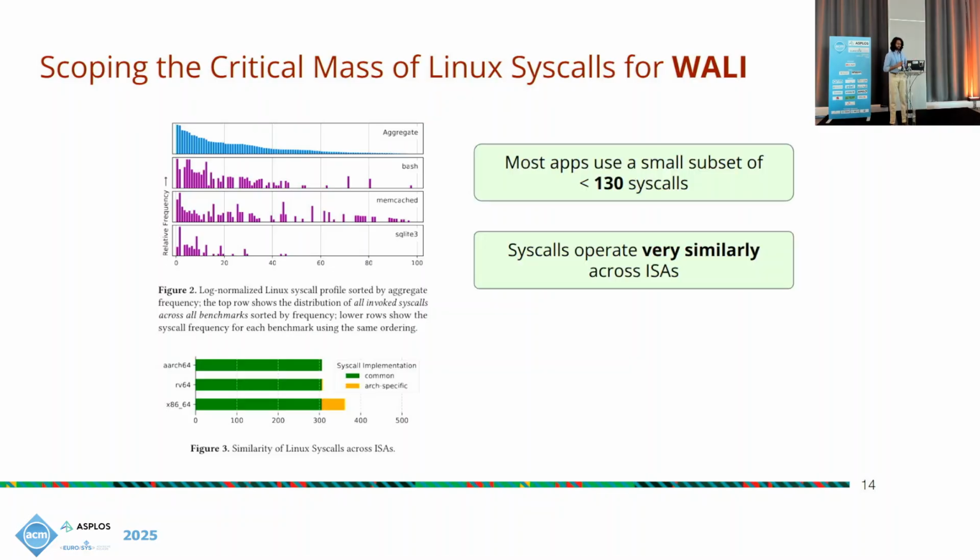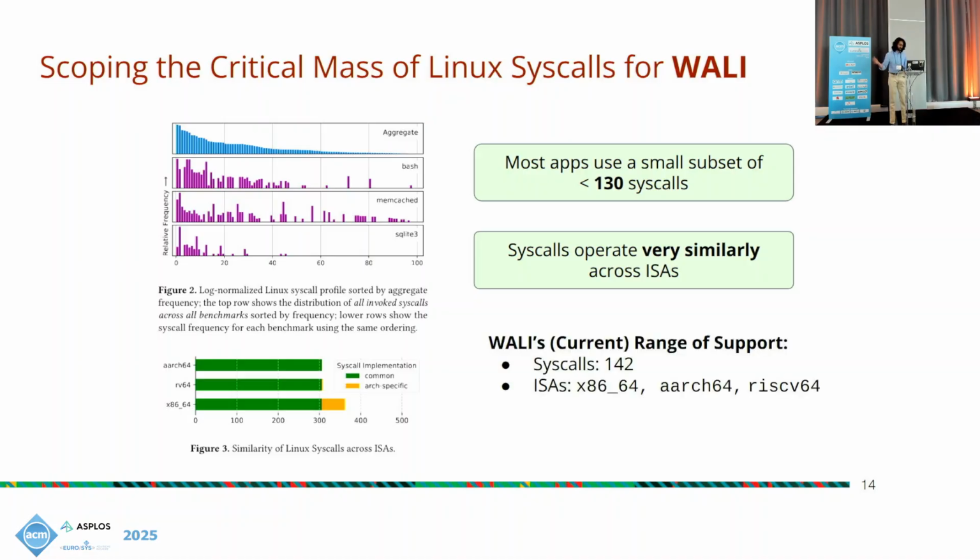And so the interesting thing here is that most apps actually use a subset of under 130 syscalls, and these operate very similarly across ISAs. So this is really nice, and actually this has been studied a lot in literature in ASPLOS and EuroSys. People have found out that only a small number of syscalls contribute to high API importance in the Linux ecosystem. And so with that, we started our prototype on Wali with a current range of support of 142 syscalls spanning 3 architectures: x86, ARM, and RISC-V.